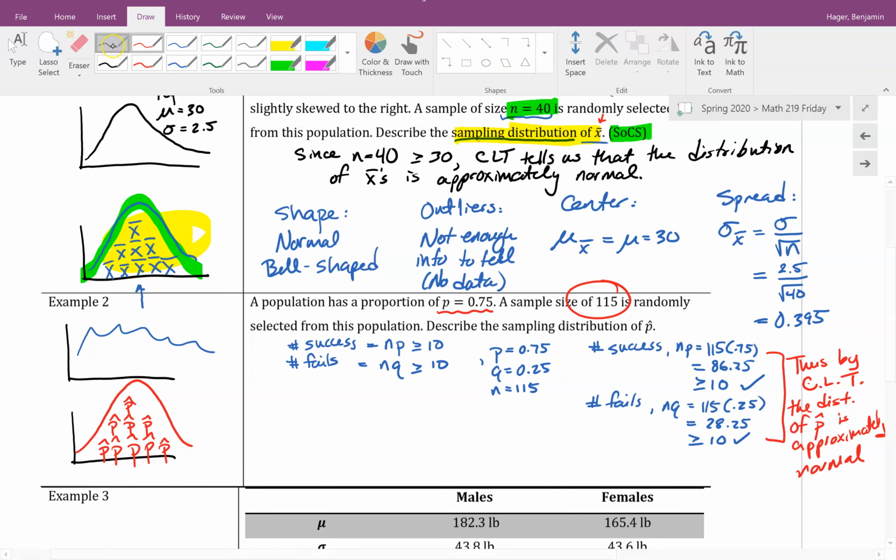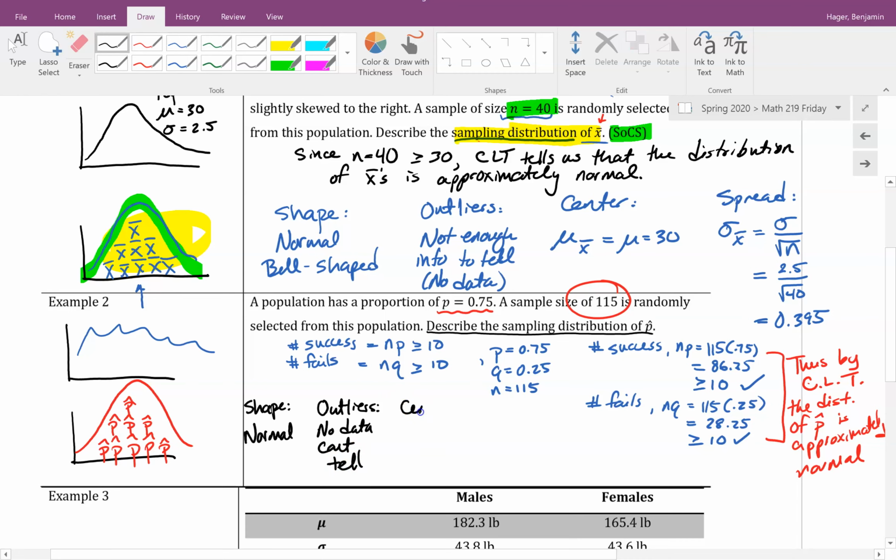And so if they want me to describe the sampling distribution, I'm going to go with SOCS again. The shape is normal. Outliers, again, they gave me no data, so I can't tell. No data. Can't determine that yet.